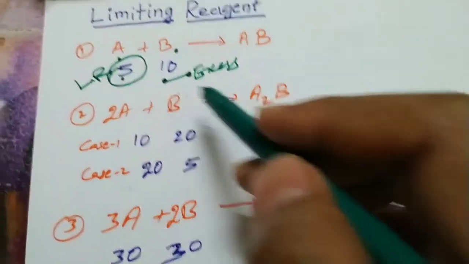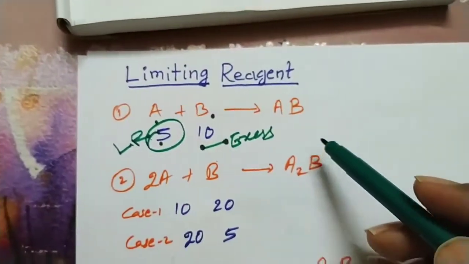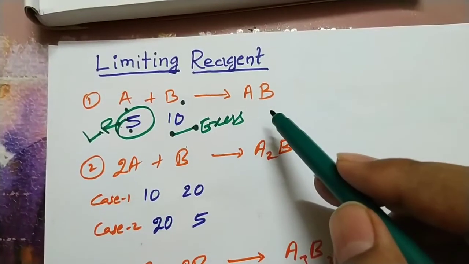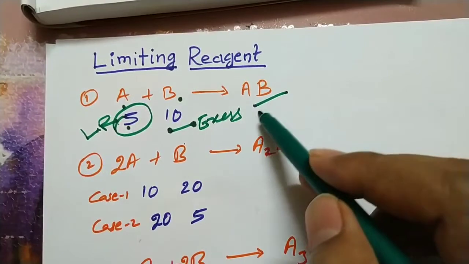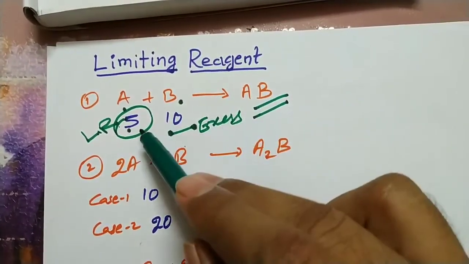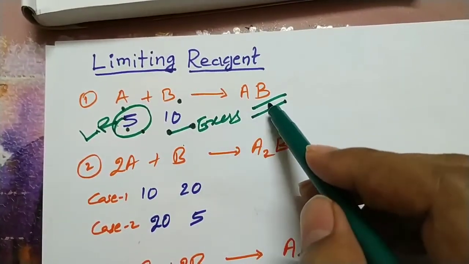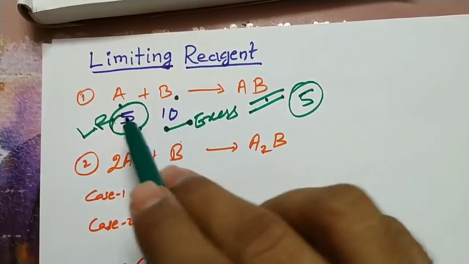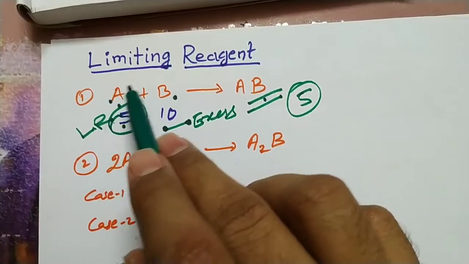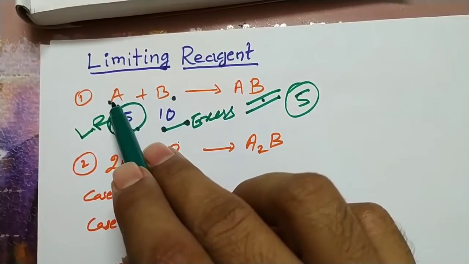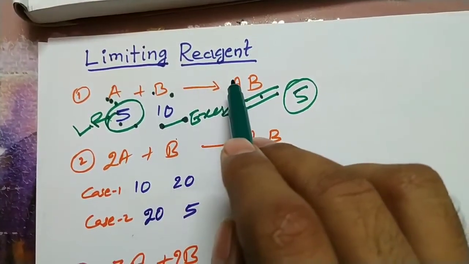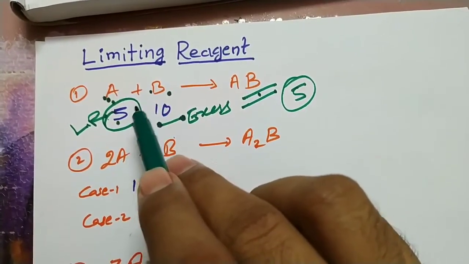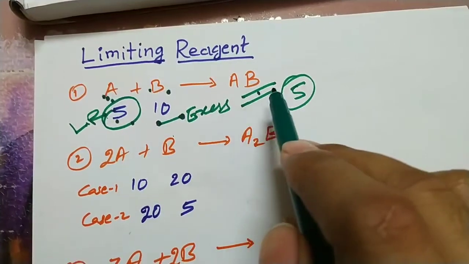What is the meaning of limiting reagent? Limiting reagent means the product depends on that substance. So the mass of AB depends on the A. So how many AB will form? Only 5. Because 1 A reacts with 1 B and forms 1 AB. So here 5 A's react with 5 B's, then forming 5 AB.